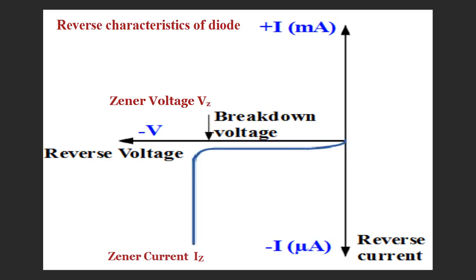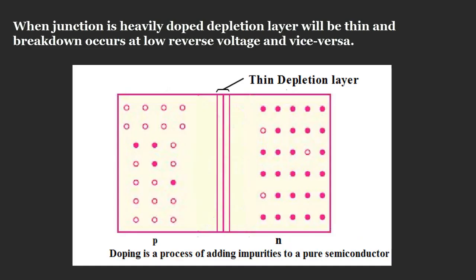The breakdown or Zener voltage depends upon the amount of doping. Let us recall about the term doping, where doping is the process of adding impurities to a pure semiconductor. If the diode is heavily doped, depletion layer will be thin and breakdown occurs at low reverse voltage. Hence, a lightly doped diode has a higher breakdown voltage.